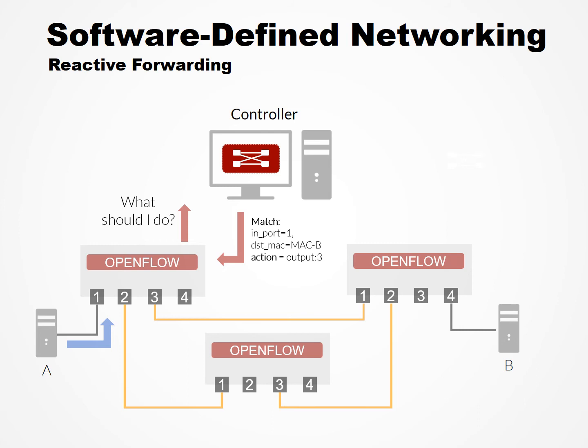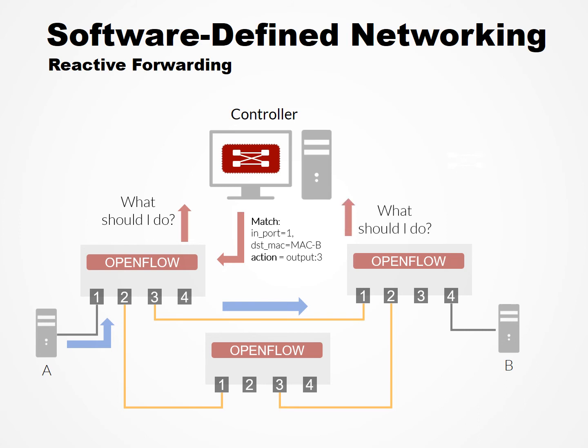So in this case here, it is matching the traffic coming from port 1 and destined to MAC address B to be outputted on port 3. So that's what the switch is going to do.